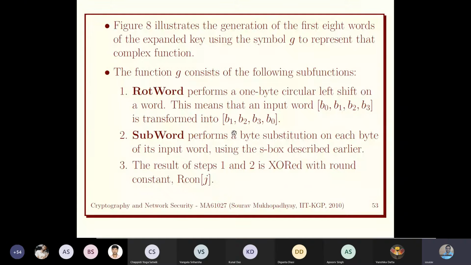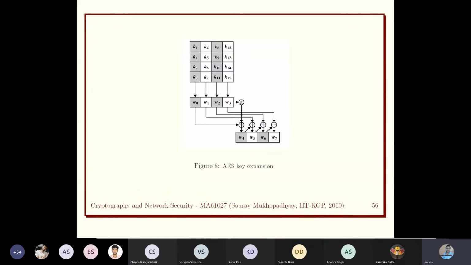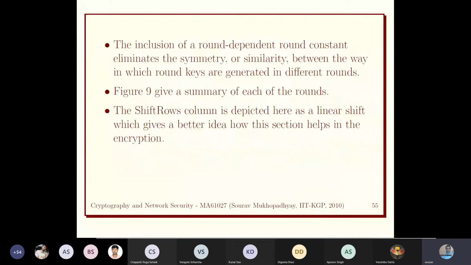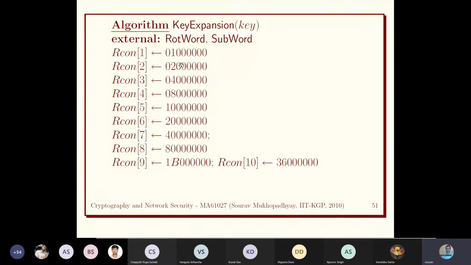And on this 32 bits, we will add a constant. These constants are given in this table. This constant is again 32 bits. These are in hexadecimal form. If you see, this constant is 1B000000. All are 4 bits, so there are 8 groups of 4 bits. That is 32 bits. So we are just XORing with that.